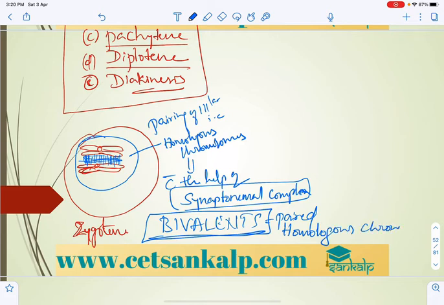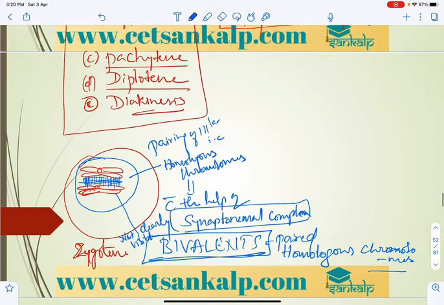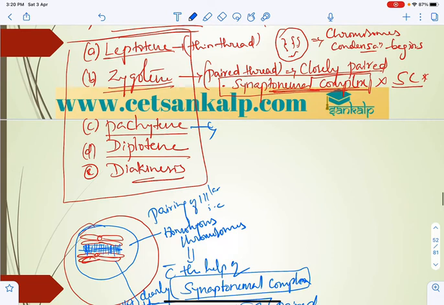Where exactly do they appear? That is in the zygotene stage. But here the chromatids are there but not clearly visible. Formation occurs but they are not clearly visible. So let us take the next phase, that is the pachytene phase, where complete synapsis occurs.